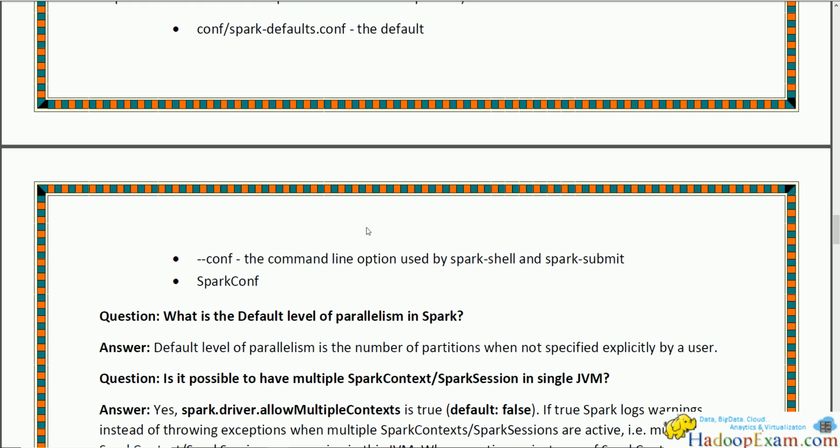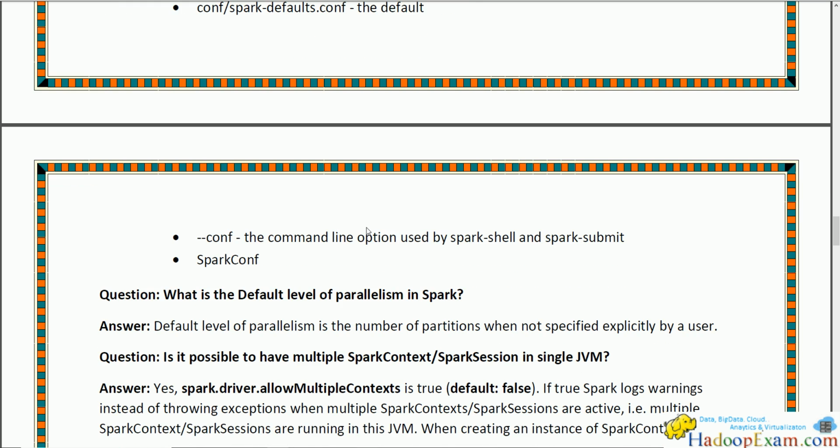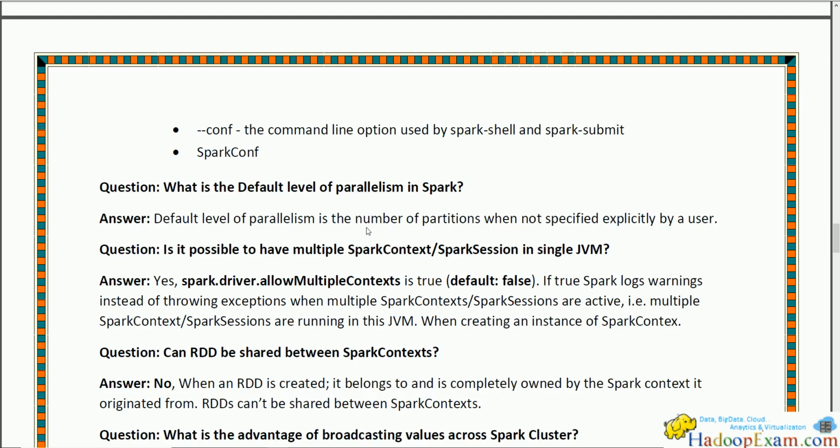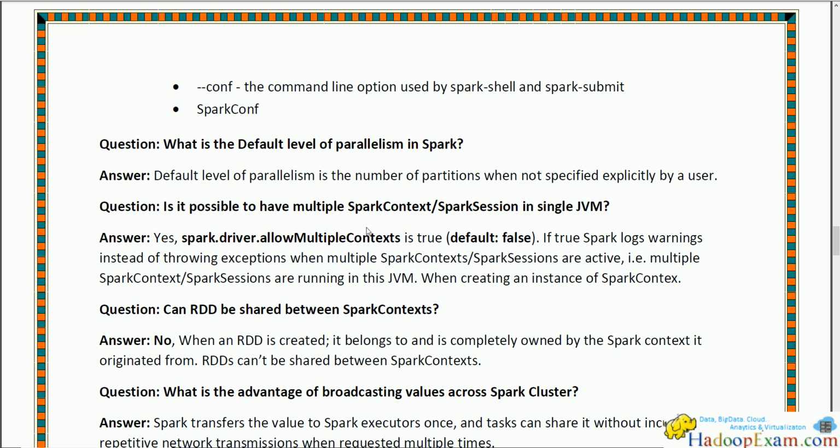The command line option used by Spark Shell and Spark Submit. SparkConf. Question: what is the default level of parallelism in Spark? Answer: default level of parallelism is the number of partitions when not specified explicitly by a user.